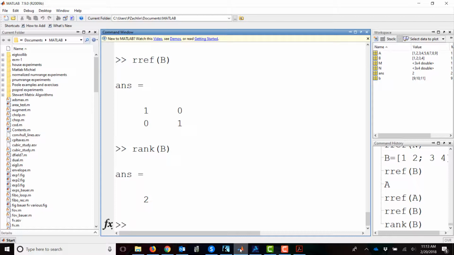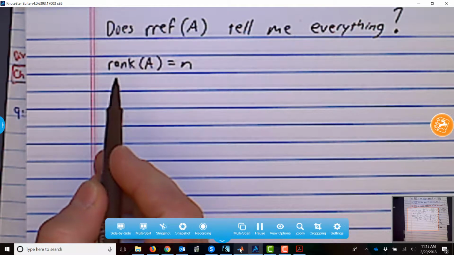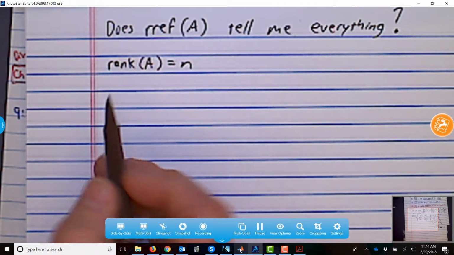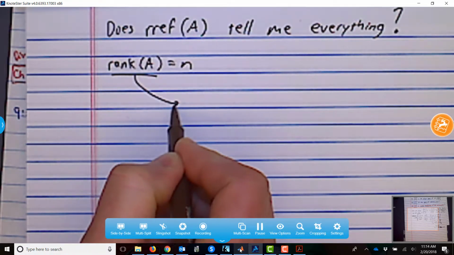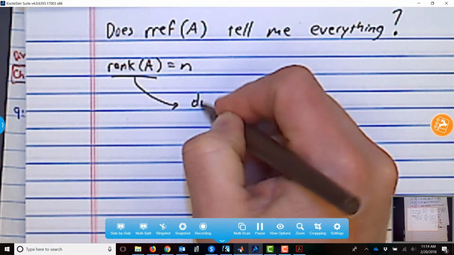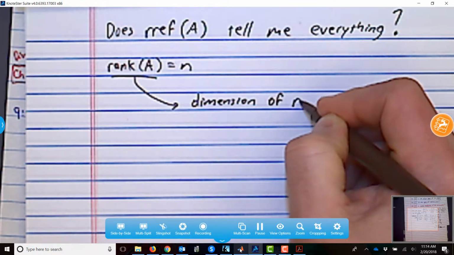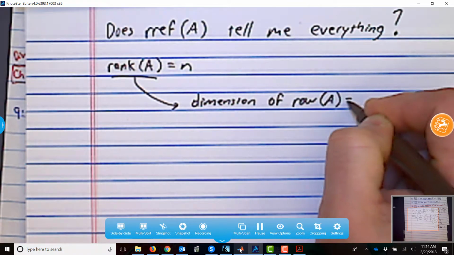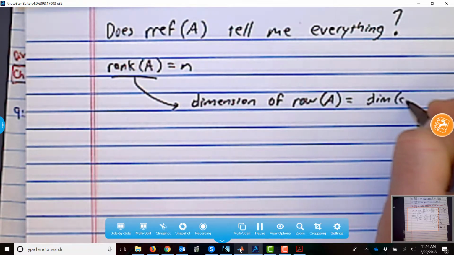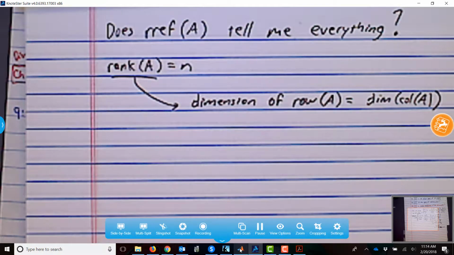Hey, by the way, I used to say that rank meant the number of non-zero rows, but I actually have a different definition now. Do you guys know the definition of the rank of A? It's the dimension of the row space of A. Yes, and it's actually equal to the dimension of the column space of A as well. That's a theorem that they prove in the book. That the dimension of the row space is the same as the dimension of the column space.